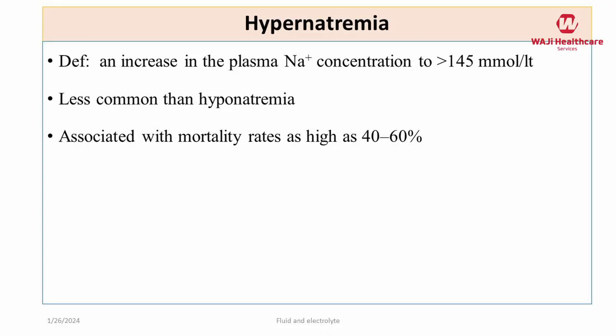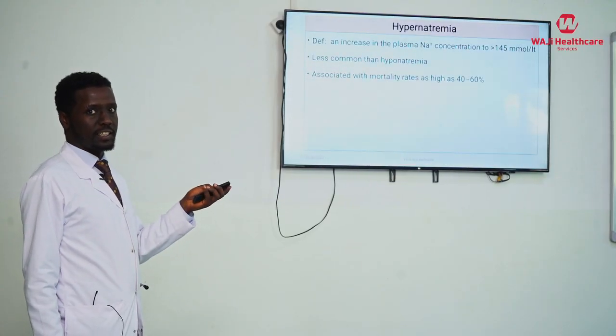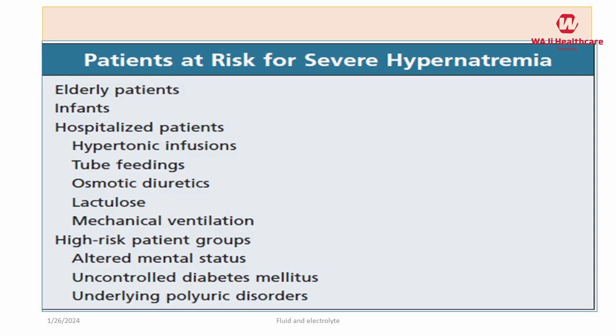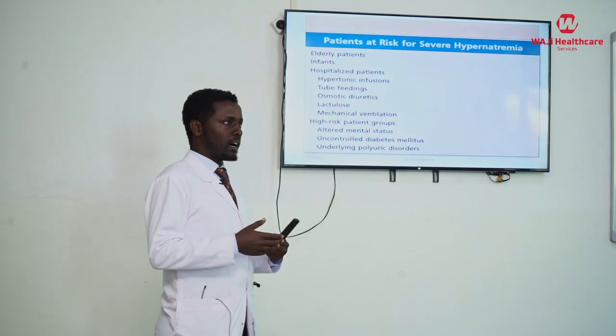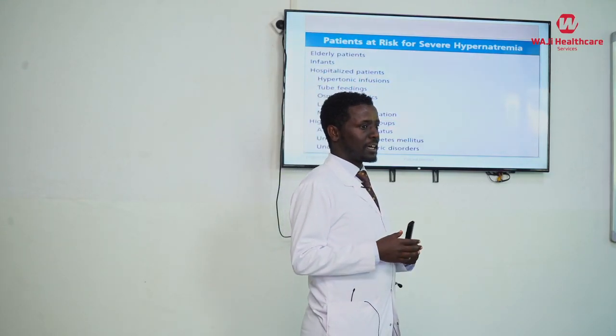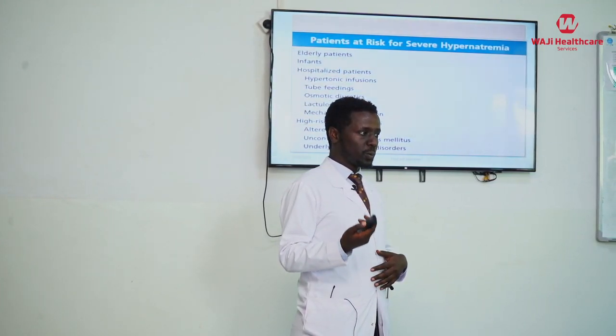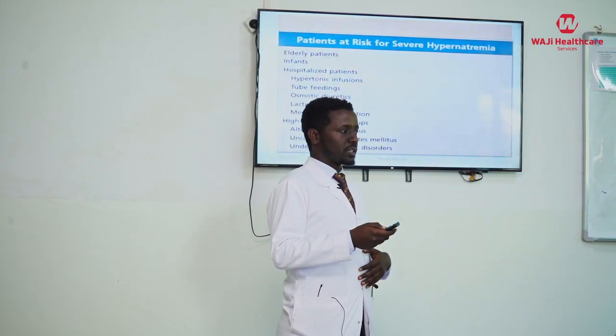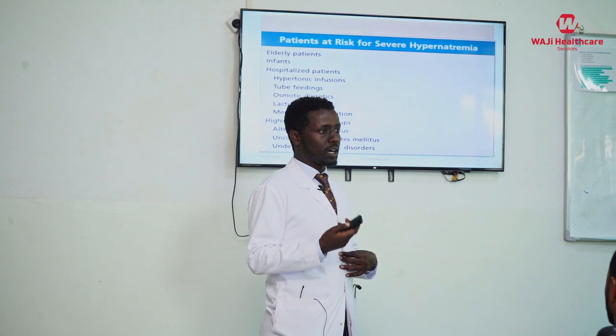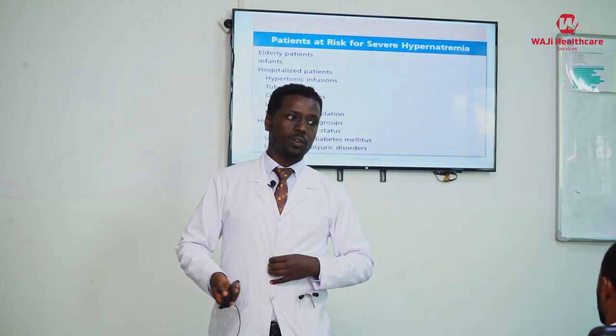Hypernatremia is less common but has a high mortality rate. The mortality rate reaches up to 60%. So who is at risk of hypernatremia? Knowing these patients is important for determining electrolytes: infant patients and elderly patients. Among elderly patients, hypernatremia occurs because they are neglected. Bedridden patients, elderly patients, and any patient with a psychiatric disorder who asks for water but does not take it are at risk of hypernatremia.